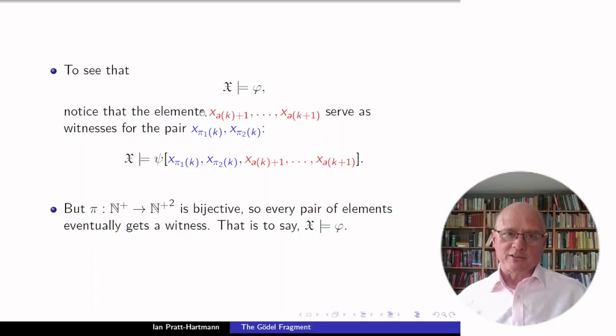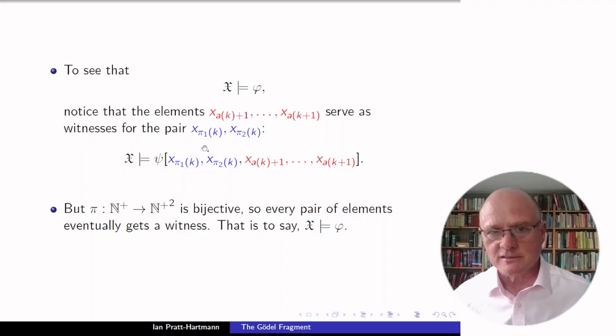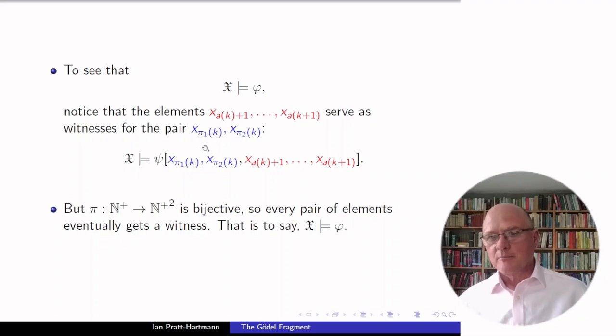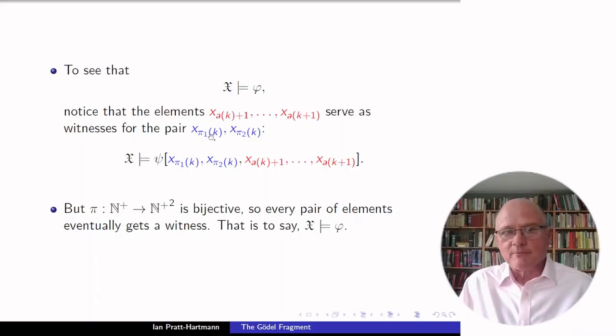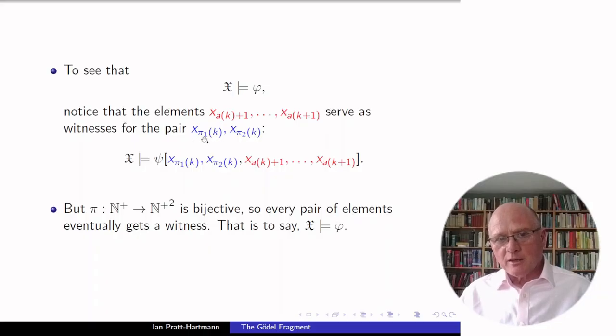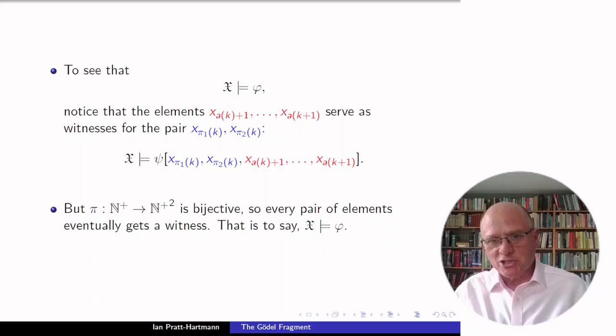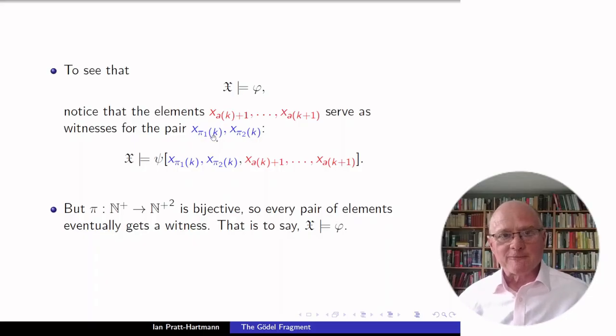And the reason that x is a model of phi is that if you take any pair of objects in this structure, these objects will be xi and xj, and there will be a k such that i is pi 1 of k and j is pi 2 of k. There will be some such k, just because we're dealing here with a bijection between the positive integers and pairs of positive integers. So choose such a k.